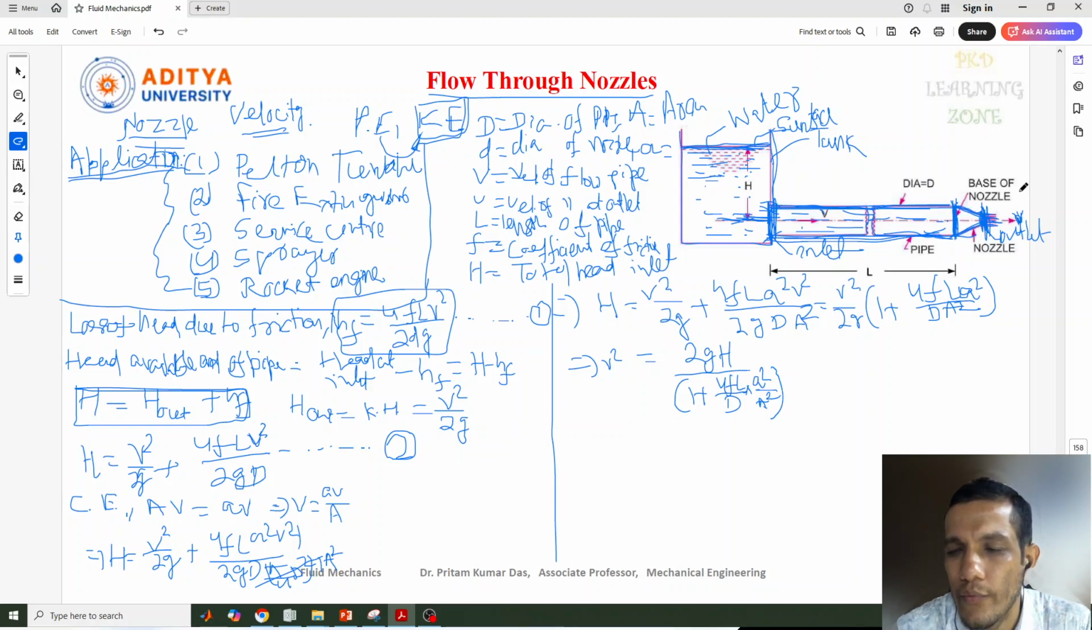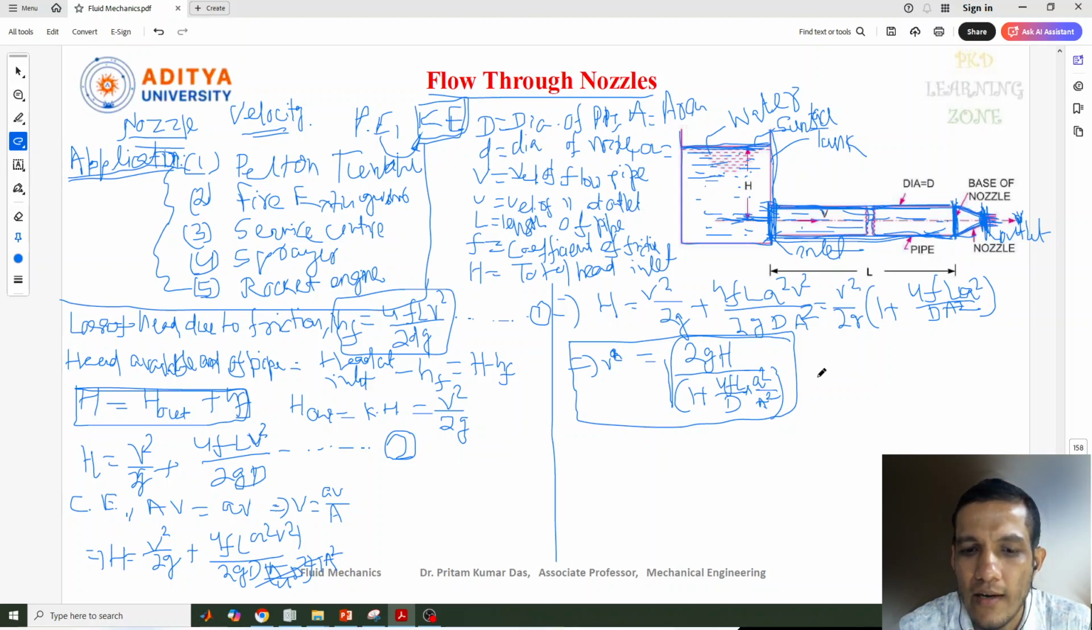Now what is our requirement? We need to find out the velocity at the outlet condition. So this square, let's take it to this side and make it root over of this. So now this is our final velocity which is required for us, velocity of the fluid at the nozzle or at the outlet of the pipe, equal to root over of 2GH divided by 1 plus 4FL by D into small a square by capital A square. Because we know that the discharge through the nozzle equals A into V. So this is all about the equation.